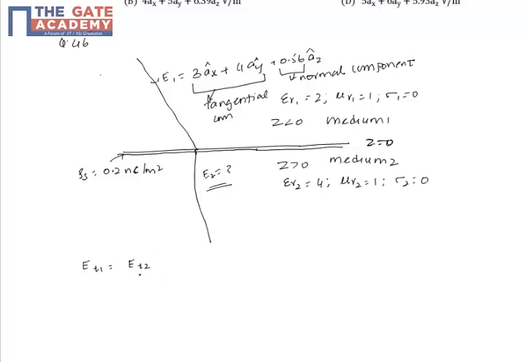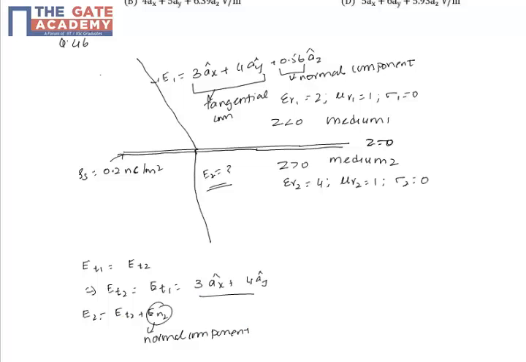So considering that, Et1 is equal to Et2, which means the tangential component in the second medium is equal to Et1, which is 3ax bar plus 4ay bar. So we have to find E2 as Et2 plus En2, where En2 is the normal component. Et2 is already there, so En2 has to be found.